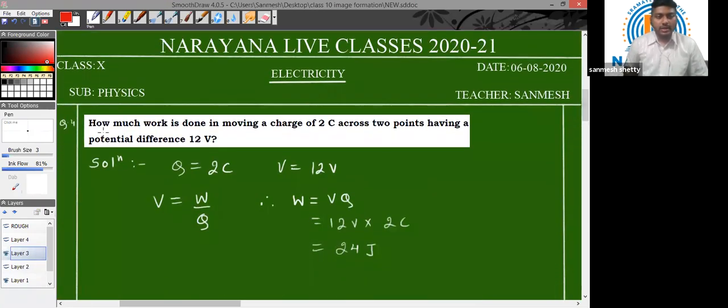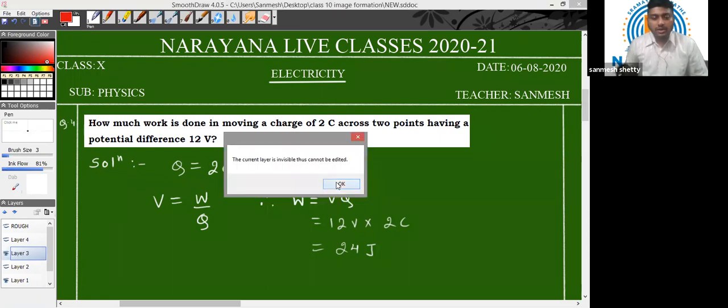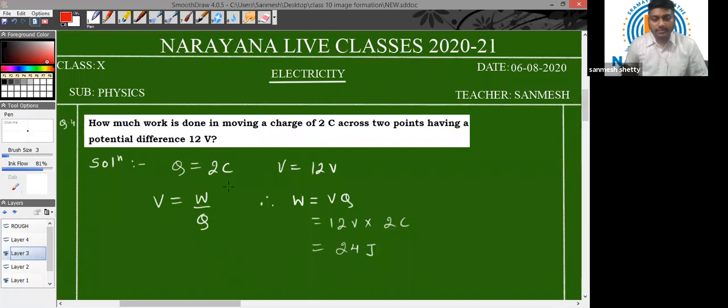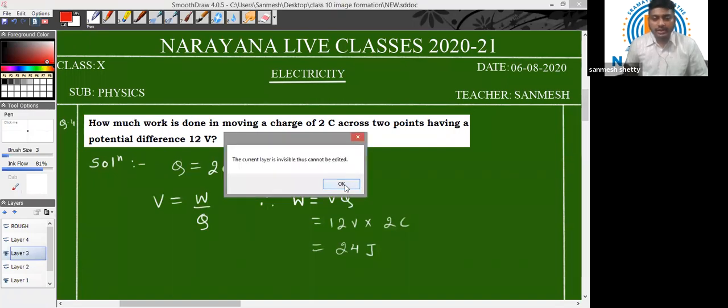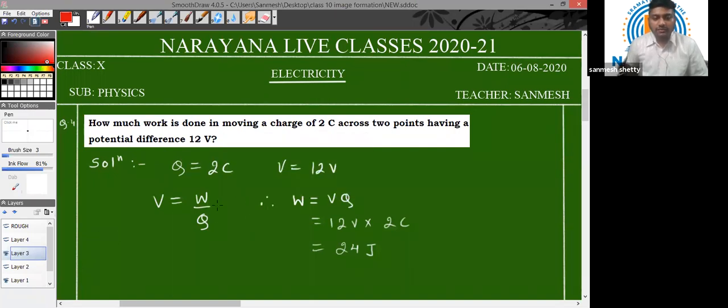All right. Question number 4. How much work is done in moving a charge of 2 coulomb across 2 points having a potential difference of 12 volt? Now, children, how do we define potential difference? If you recollect, we define potential difference or voltage as work done per unit charge.